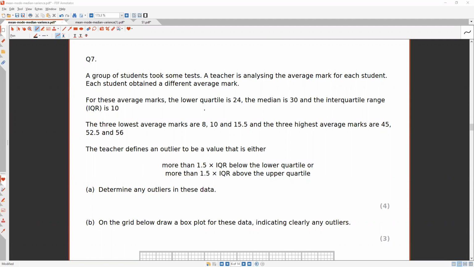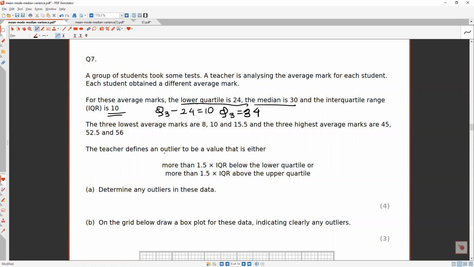So they gave us the interquartile range. Interquartile range is what? Q3 minus Q1, no? So I can find Q3. They gave us Q1 and Q2, and Q3 I can find with the help of this. So how do we find it? Q3 minus Q1, that is 24, is it 10? 24 plus 10 is 34. So Q3 is 34.